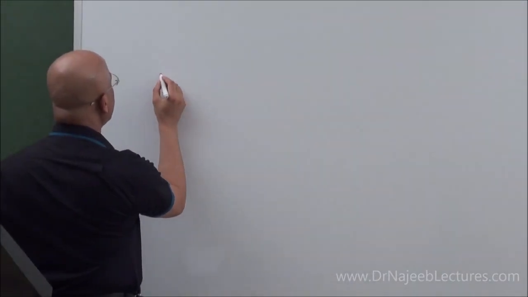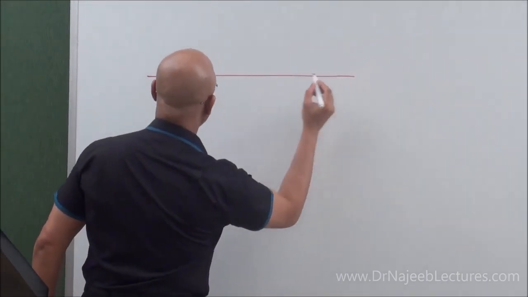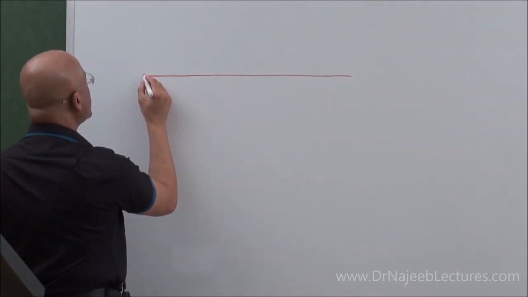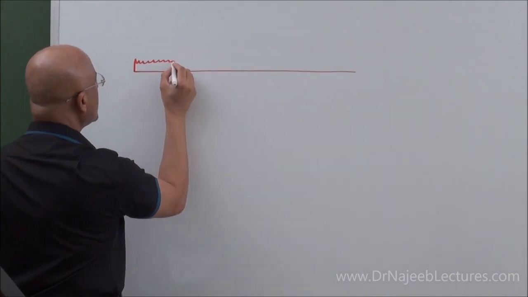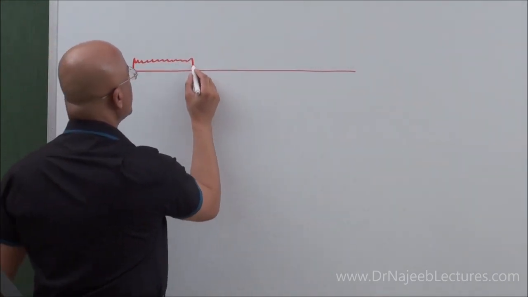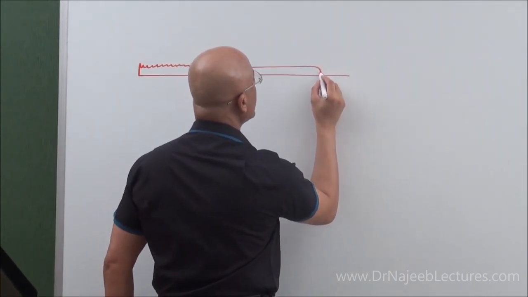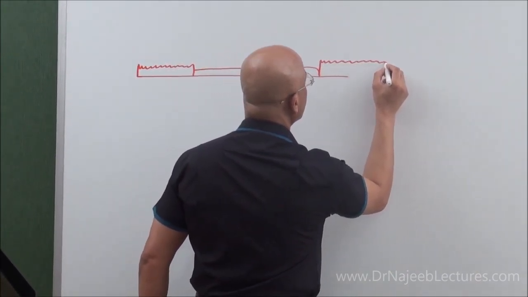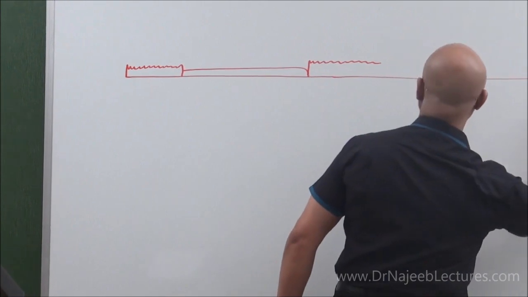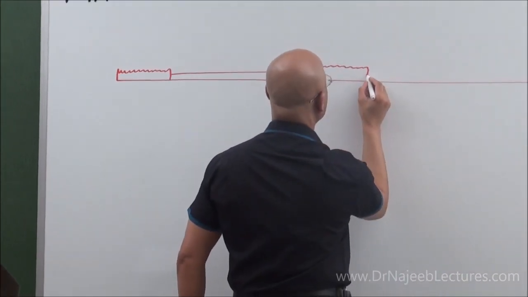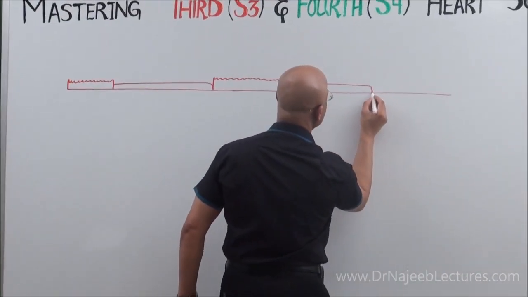As we know, here is your timeline, and let's put systole here. What is this? Ventricular systole. And here is ventricular diastole. Let me draw three cardiac cycles: again systole, and there is diastole.